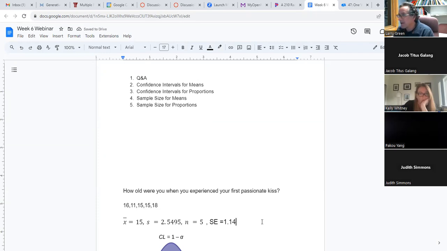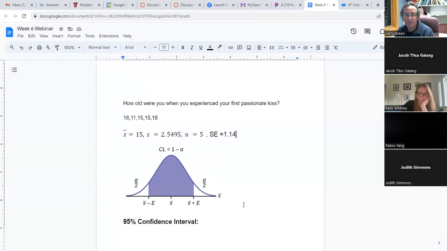Okay. So now what we're going to do is we're going to assume we have a normal distribution. It's a big assumption, and we're going to draw a picture. So here's the picture of the normal distribution. X bar is going to be our assumed mean for this normal distribution. That'll be 15 in our case.